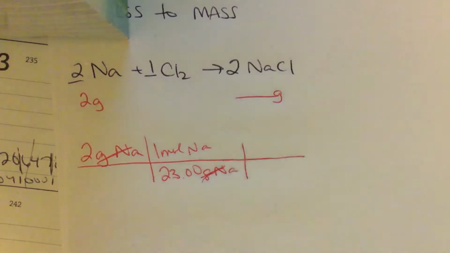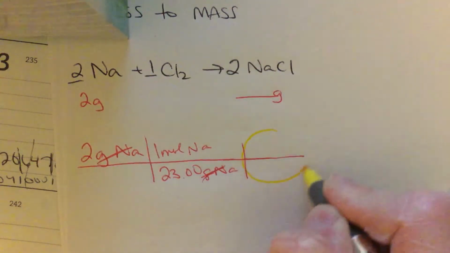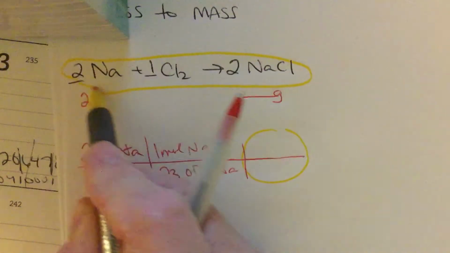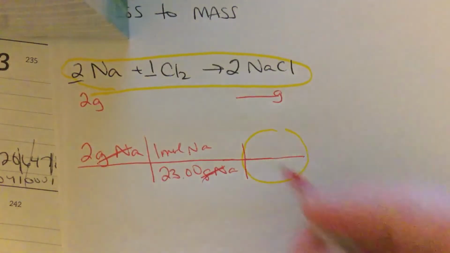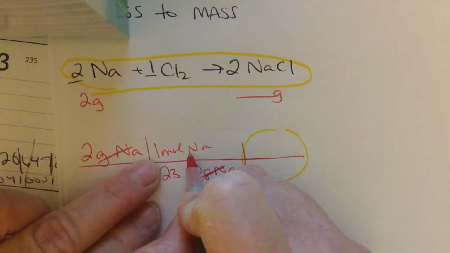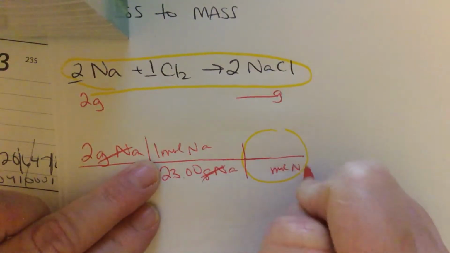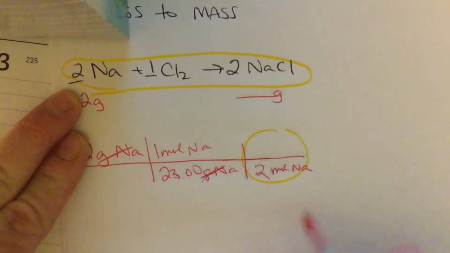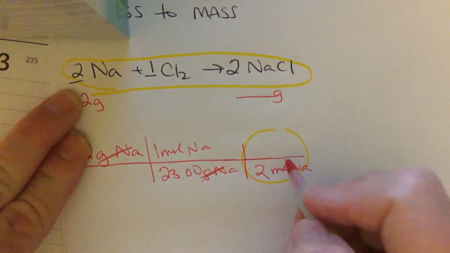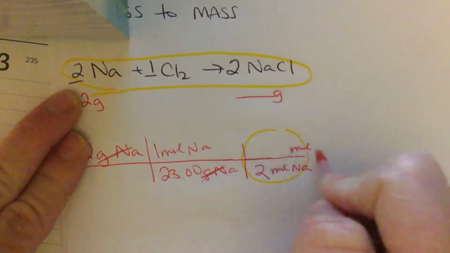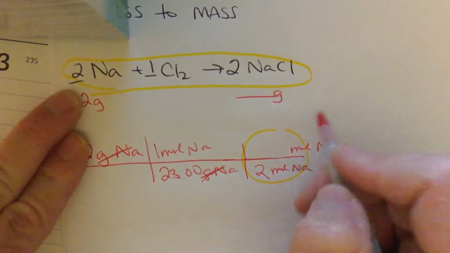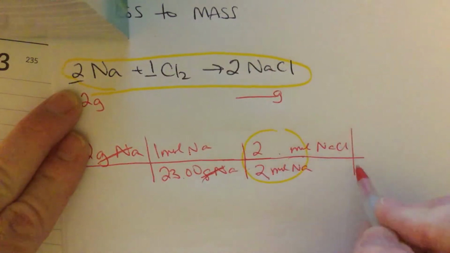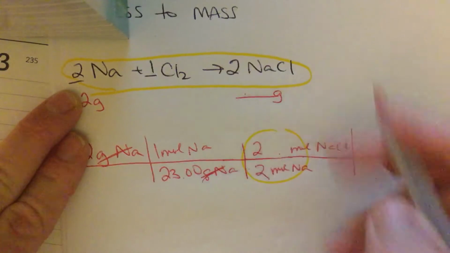That way my grams of sodium cancel out. Now I'm at moles. This would be a mole ratio. This mole ratio is going to come from the original balanced equation up there. So if I got moles of sodium up here, I need moles of sodium down there. And I have 2 moles of sodium. It's going to go right here. And now I'm looking for moles of sodium chloride, because that's what's coming up next. So there's 2 moles of sodium chloride right here. How do I know that's where I need to go? That's what I'm looking for.